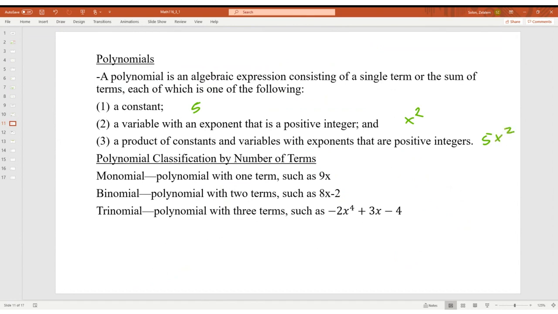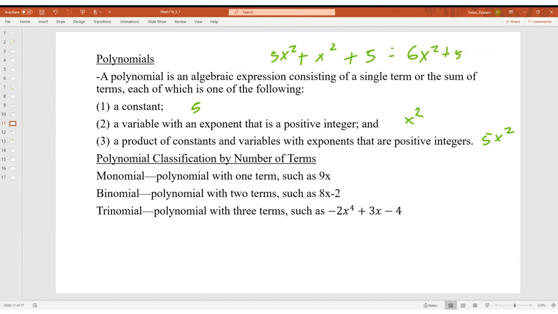So each of which is one of the following. The polynomial is an algebraic expression that consists of a single term. So 5, x squared, and 5x squared are single terms. When we combine those three, you have your polynomials. For example, if I have 5x squared plus x squared plus 5, this is a polynomial. So this has 3 terms. You can combine the two here, and this will give you 6x squared plus 5. So this is a polynomial.